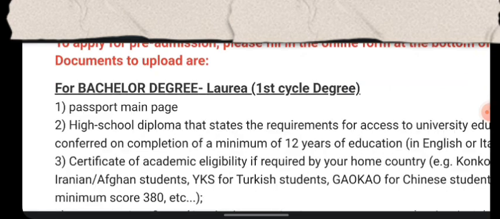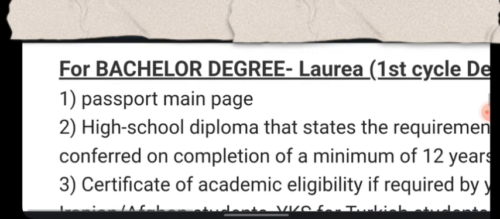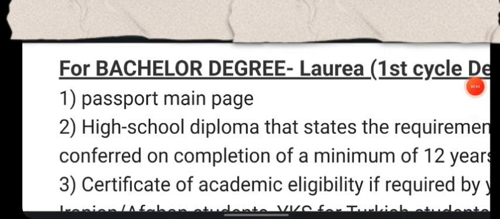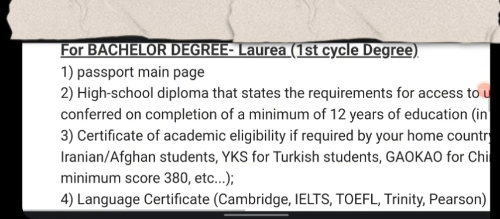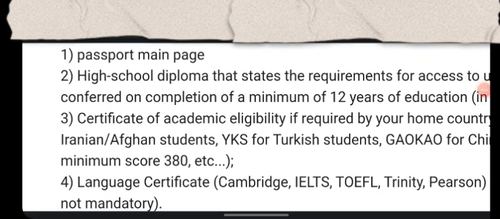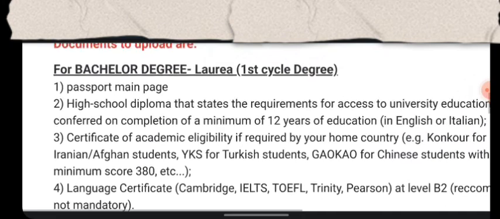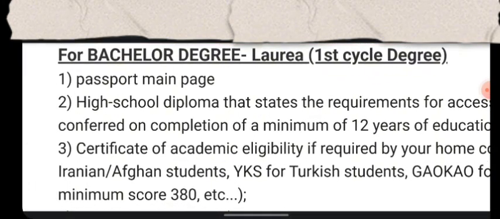Okay, you need to upload your passport's data page, which is also known as your passport's main page. If you're applying for your bachelor, that's LARA, okay? That's a first cycle degree. You also need to upload your high school diploma that states the requirement for access to university education. Okay, so that's your high school, either your WAEC or other high school certificates that you have.